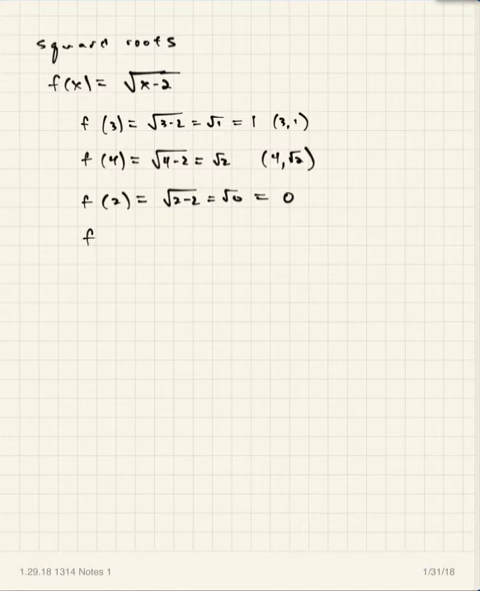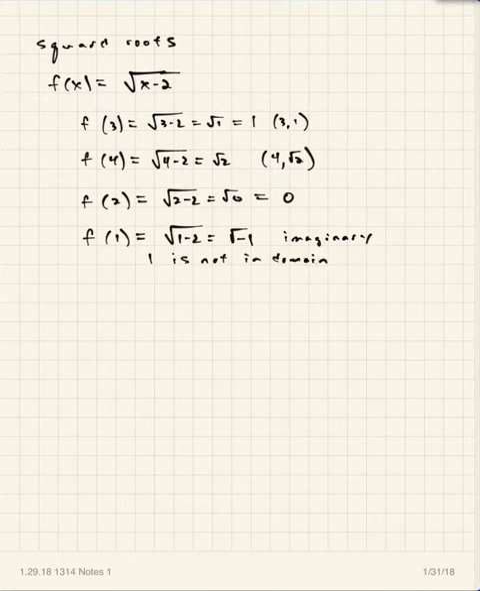But f of 1 is an issue, because for f of 1, you get the square root of 1 minus 2, or the square root of negative 1. And the square root of negative 1 is imaginary. It's i. When we're talking about functions at this point, we are only talking about what we call real valued functions. So we do not want functions to be equal to imaginary numbers. And so we say here that 1 is not in the domain, because this function does not take 1 to a real number. It takes it to an imaginary number.